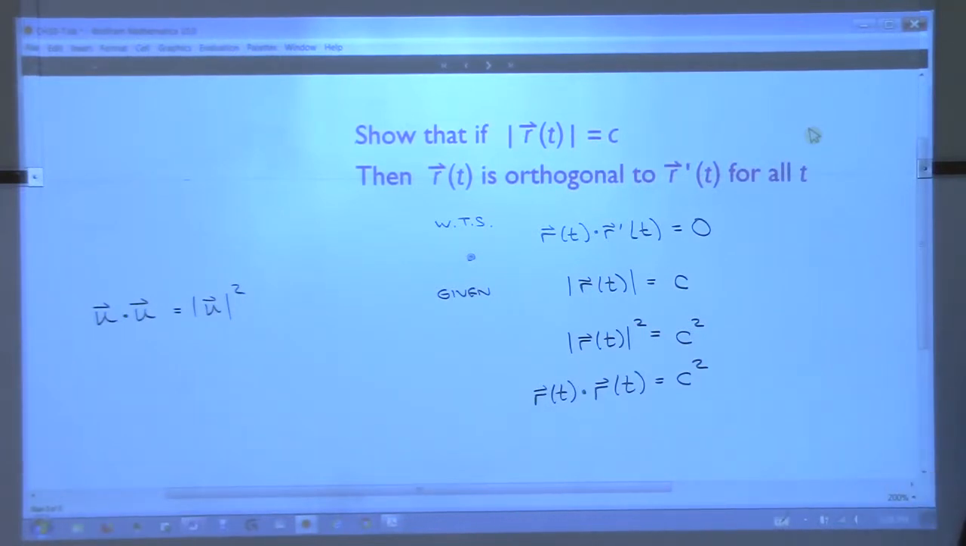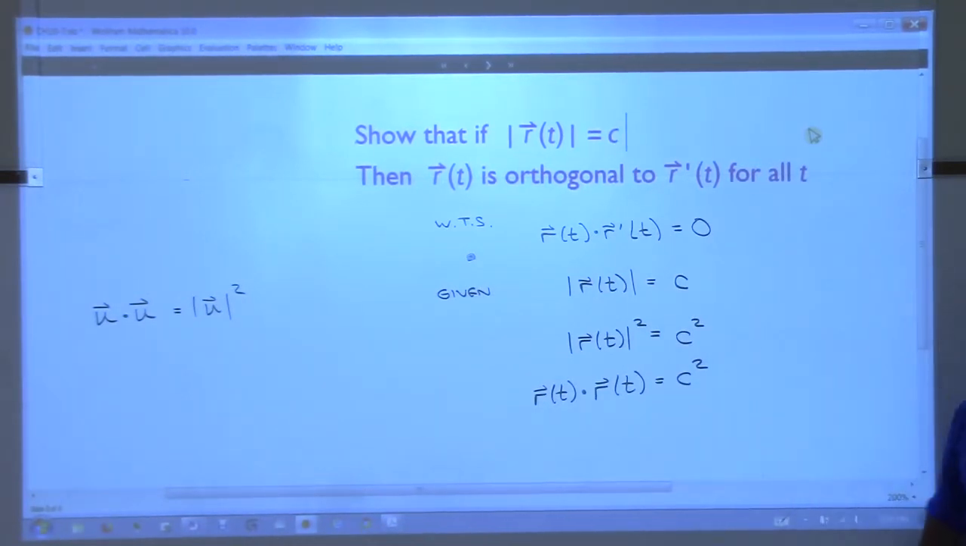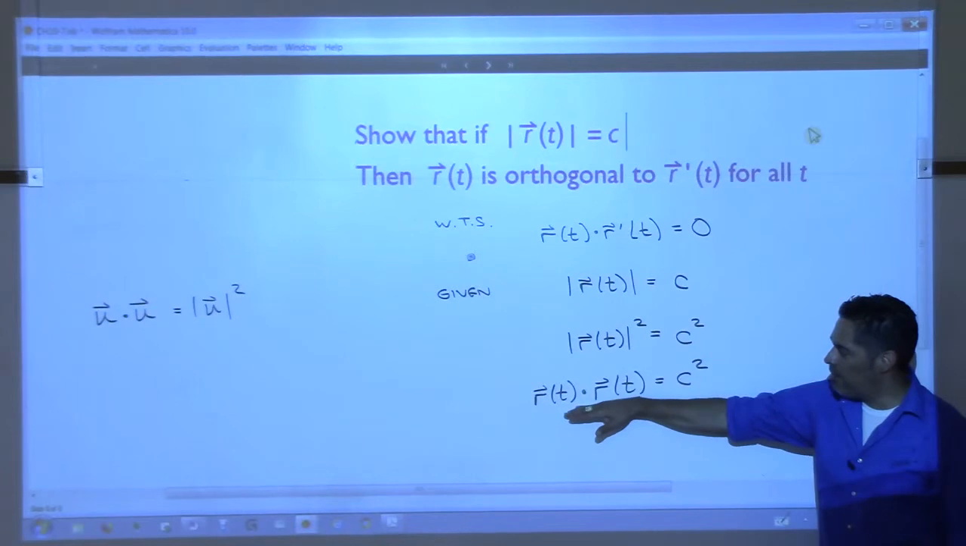R of t equals C? No, we don't know that the magnitude of it does. You've got to take the derivative on both sides. Here that goes to 0. So if you take the derivative on both sides of this, what do you get? What's the derivative of a dot product?